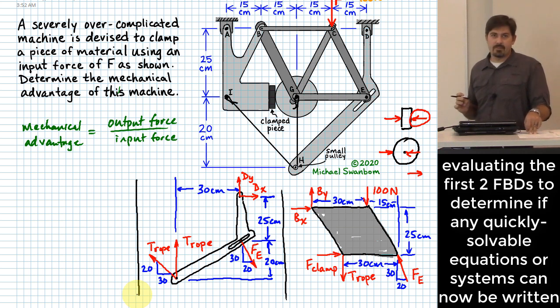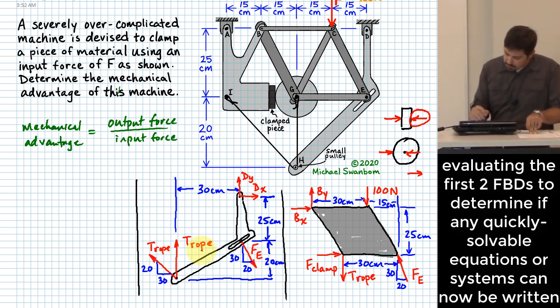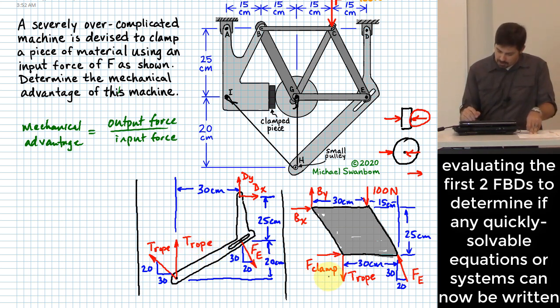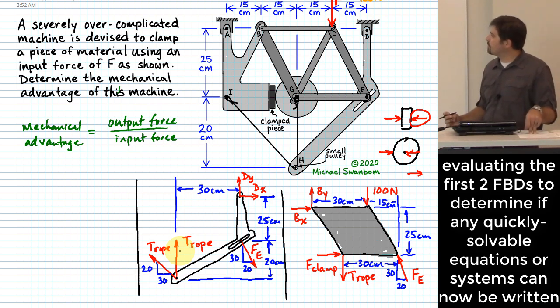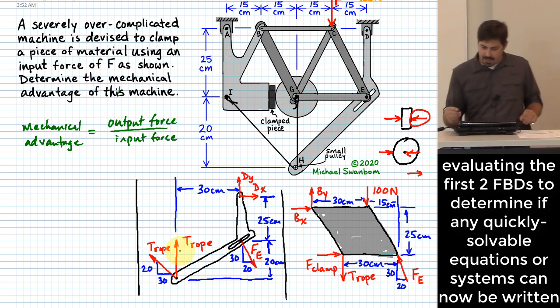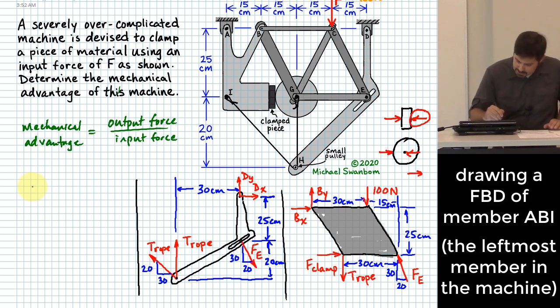Why not? Yeah, so we have two variables that exist on both of these. We have a third one on this one that doesn't exist over here. We've got three things that we don't know. So just with two moment equations, that doesn't do it for us yet. So why don't we move on? Someone suggested doing this other free body diagram. Sounds good to me. Let's do this other free body diagram.